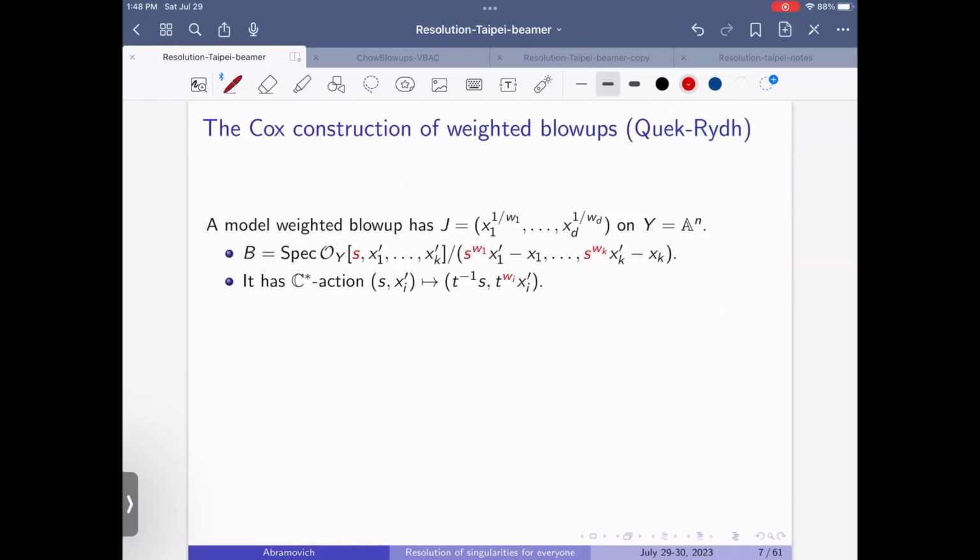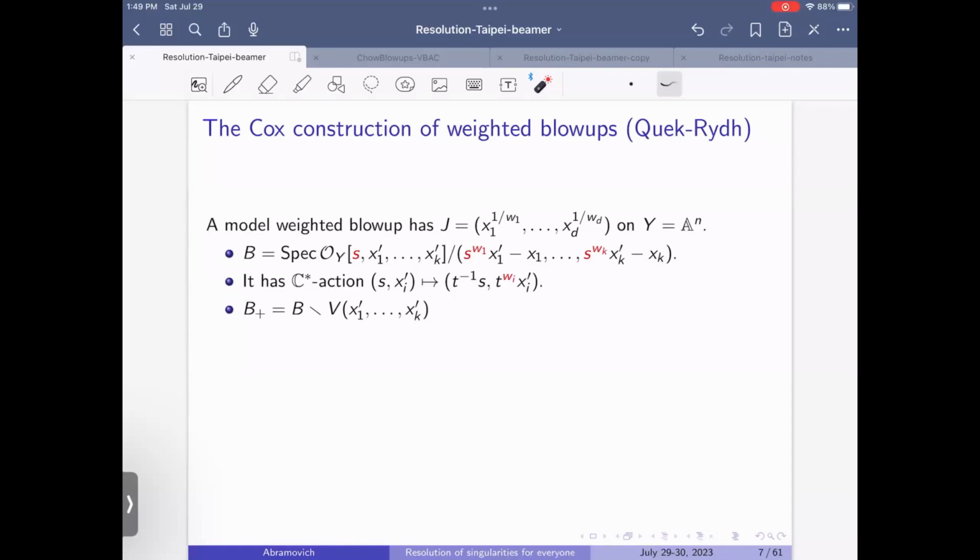Okay, so this is B. It has again a C star action, and now the C star action, I want to make again so that the product will have weight 0. So the weight of s is -1. The weight of x_i' is w_i, and s has weight -1. So the exceptional always has weight -1 in the Quek and Reed terminology.